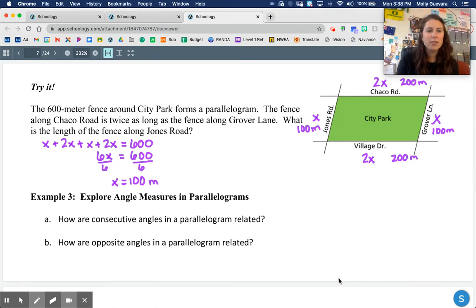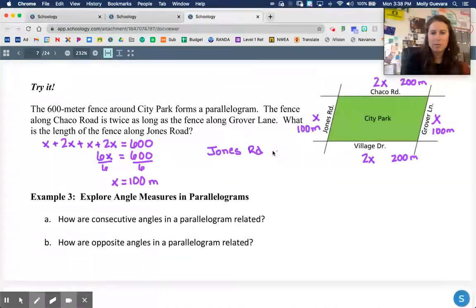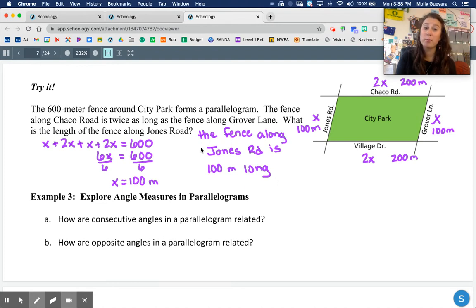So the question then says, what is the length of the fence along Jones Road? Okay, so we can say Jones Road is 100 meters long. Or I guess we should say the fence along Jones Road. We don't know how long the actual road is, but we know that the fence along Jones Road is 100 meters. So hopefully that makes sense. That one was a little tricky because we weren't given any numbers except for the 600 meter. So we had to figure out if one side is X, the other side is 2X.